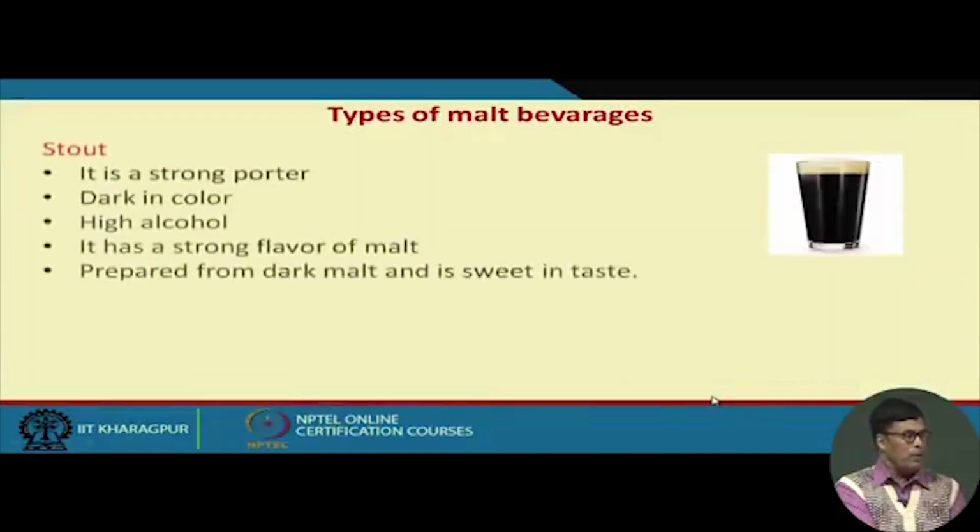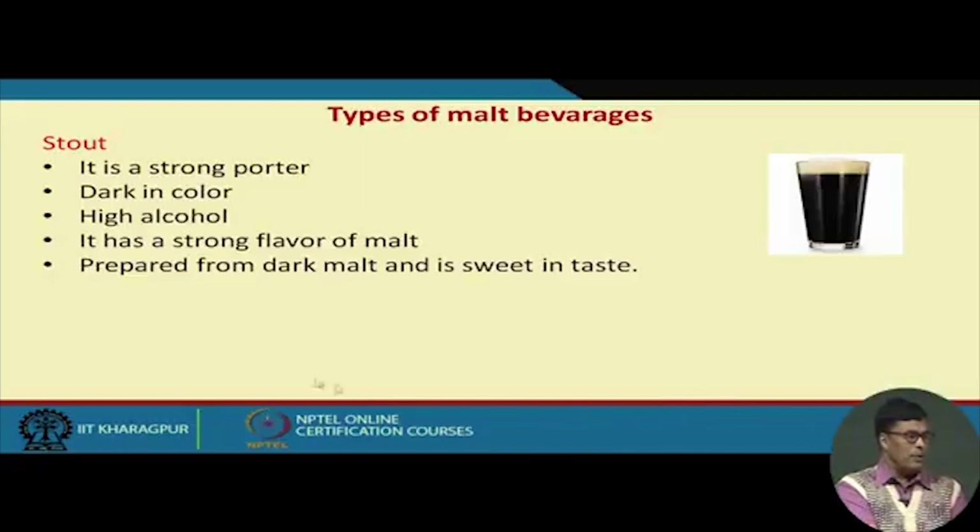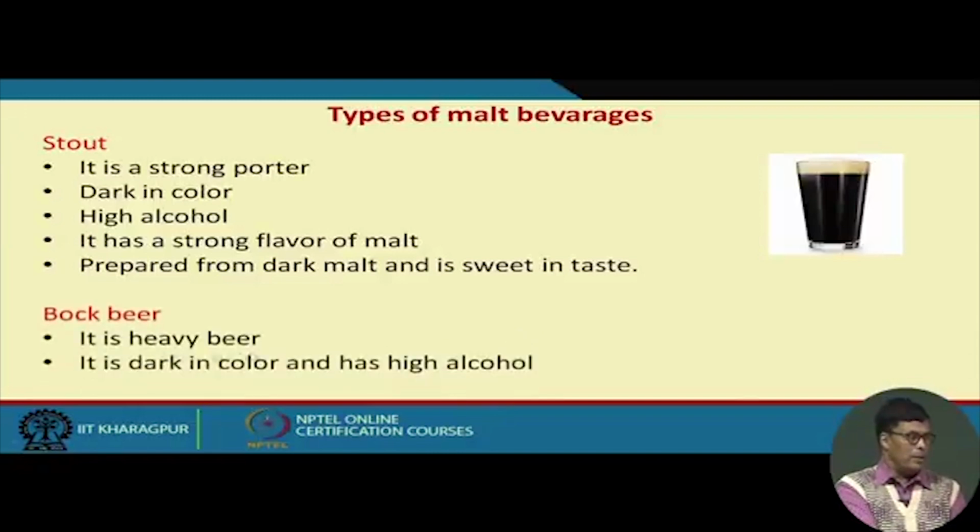Now among malt beverages, we have another: stout. It is much stronger than porter. We have seen the porter is quite dark. Stout is even darker, dark in color, with high alcohol. It has a strong flavor of malt, is prepared from dark malt, and is sweet in taste. This is called stout, and this is rock beer. It is a very heavy beer, dark in color and high in alcohol.